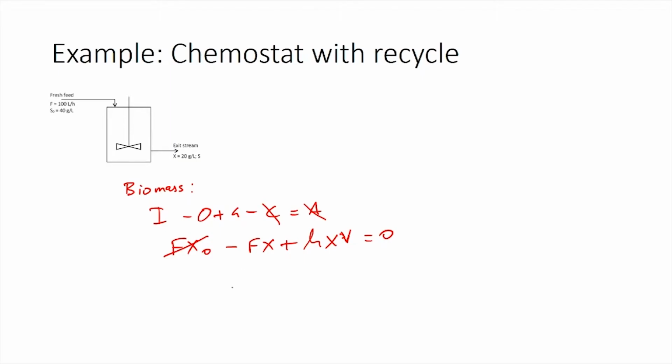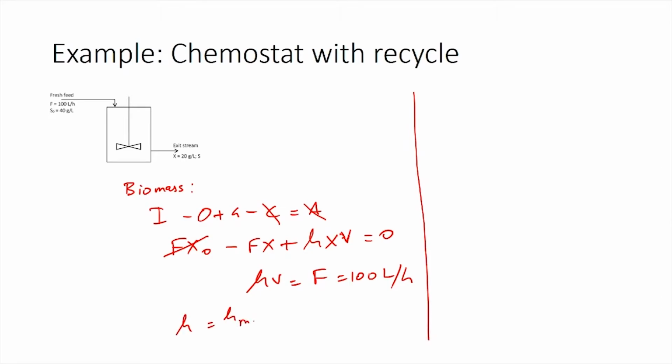So, from this we know that mu v equals F, which equals 100 liters per hour. So, now this can actually be substituted to your mu max S divided by Ks plus S, which is the Monod's model. So, if we know the value for S, we can calculate mu. Once we have the value for mu, we will be able to calculate the volume of the reactor.